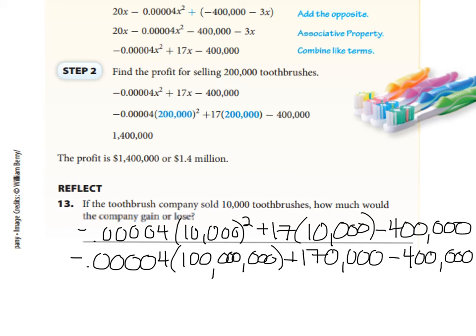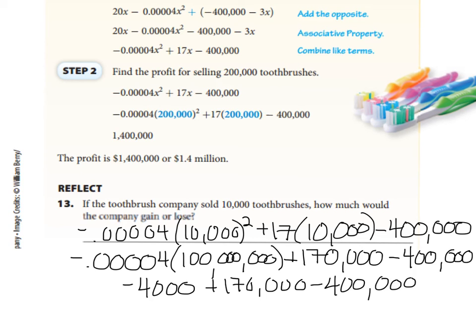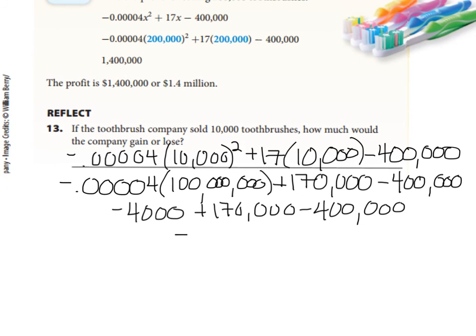So now we have negative 0.00004 times 100 million, which is negative 4,000. Put these all together. And the company would actually lose, because it's a negative number, $234,000. So while it looked like it was great, if you sold 200,000, even if you sold 10,000, you're not in the clear yet. You have to sell more to make it worthwhile.